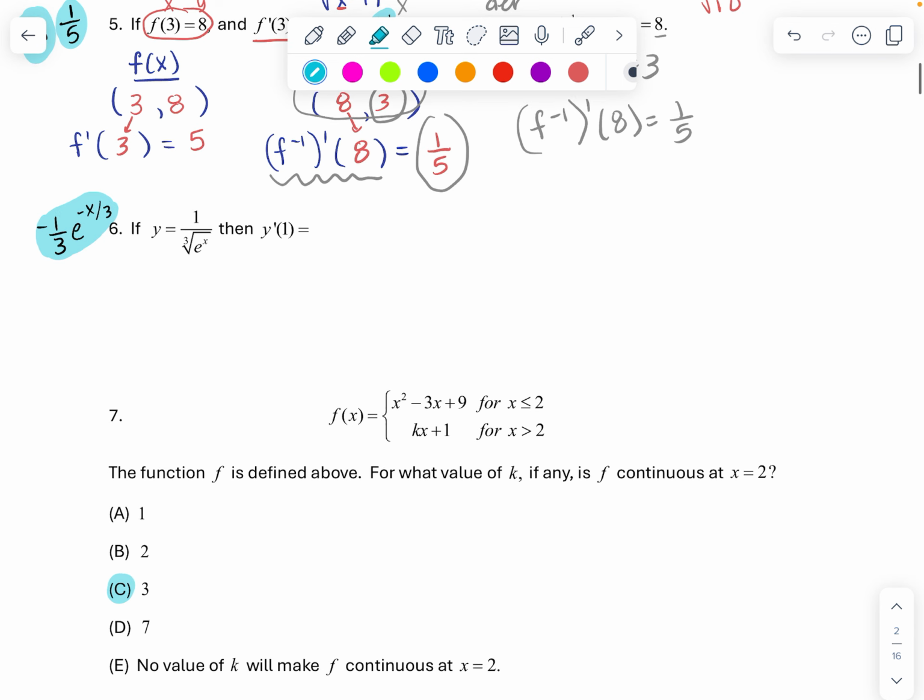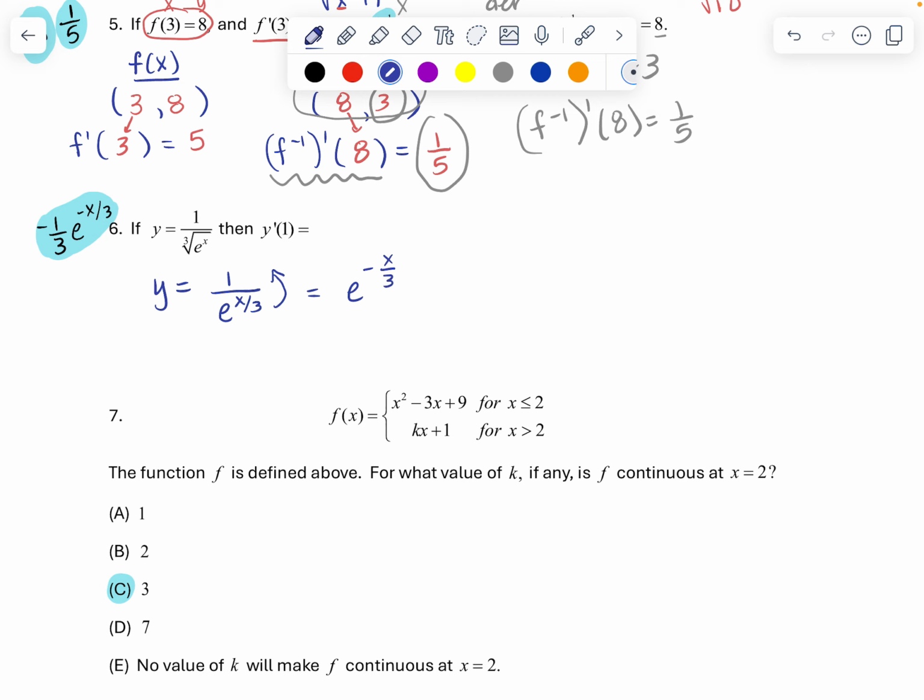Fun little derivative here. I don't want to derive that way. I don't want to do quotient rule on that. Okay, so let's see what else we could do here. First, I'm going to rewrite this as y equals 1 over e to the x over 3. Okay, I don't want to quotient rule this, so I'm going to bring this to the top. So this is going to be e to the negative x over 3.